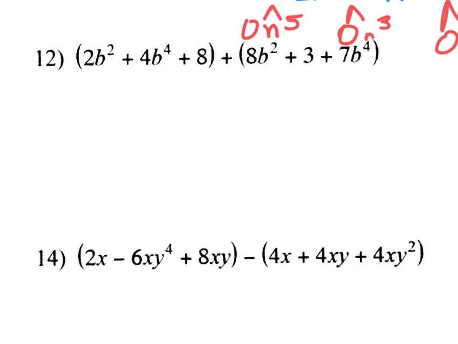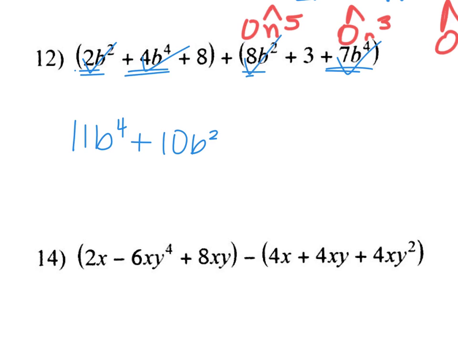Question 6, there's a plus sign here, so nothing to distribute. We're just going to combine like terms. So my fourths, 11b to the 4th, plus 10b squared. Put my numbers together, plus 11.